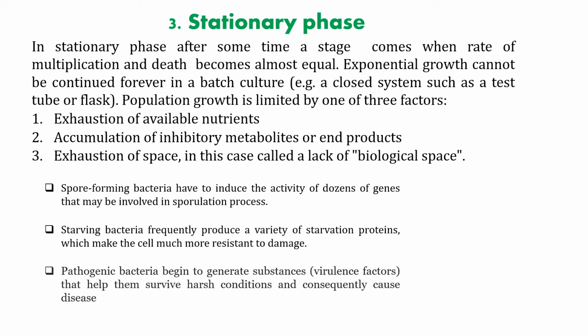And the third phase is stationary phase, and stationary phase comes when the rate of multiplication and death rate become almost equal. So at some point the bacterial population runs out of essential nutrients or enzymes, or growth factors, or its growth is inhibited by its own waste products or lack of physical space, causing the cells to enter into stationary phase, where the multiplication and the death rate become equal. At this point, the number of new cells being produced is equal to the number of cells dying off, or growth has entirely ceased.